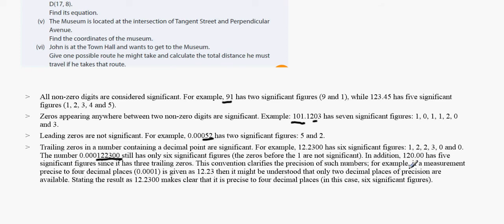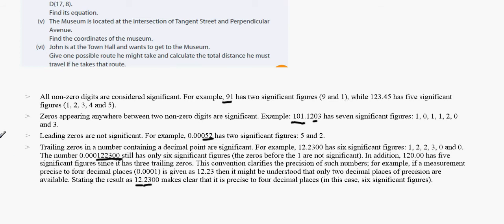For example, if a measurement to 4 decimal places is given as 12.23, then it might be understood that only 2 decimal places of precision are available, stating the result to be 12.23. Making it clear that it's precise to 4 decimal places in case of 6 significant figures. Could be 1, 2, 3, 4, 5, 6.